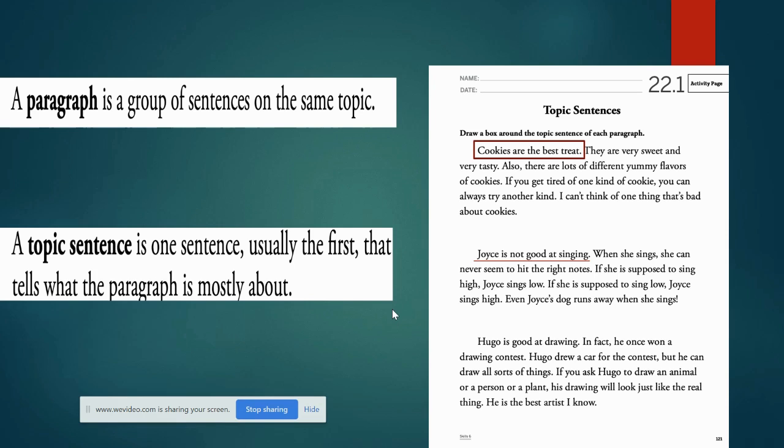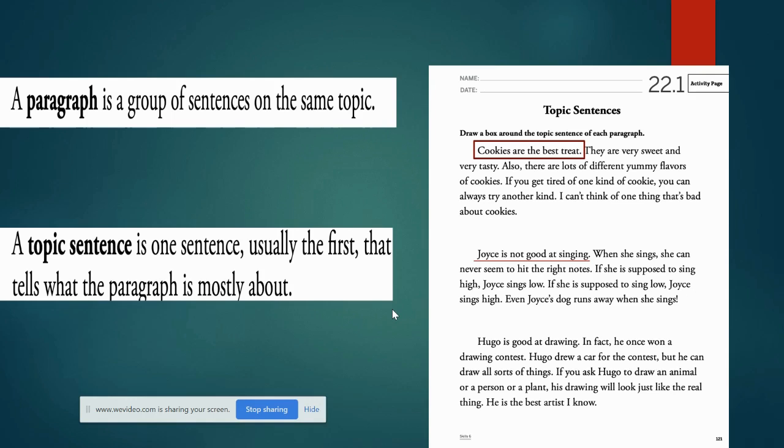When she sings, she can never seem to hit the right notes. Go ahead and show your thumbs up or thumbs down. Yep, that's related to the first sentence. If she's never hitting the right notes, we know that she's not that great at singing. Let's read the next sentence. If she is supposed to sing high, Joyce sings low. We have another sentence talking about how she is not good at singing.